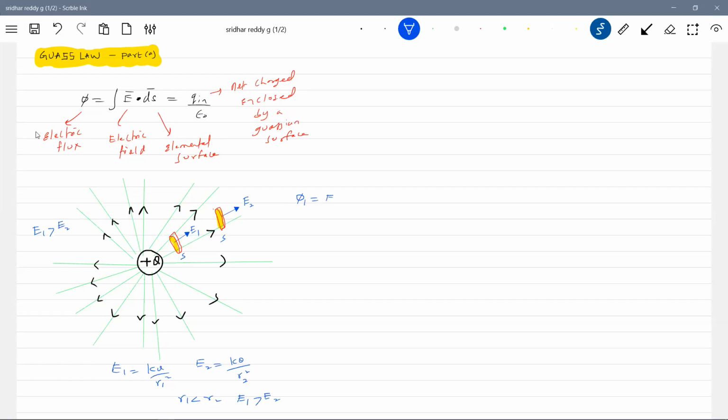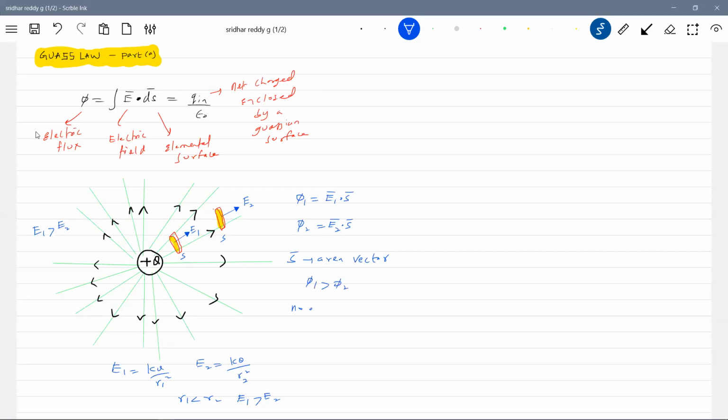Flux at 1 equal to E1 bar dot S bar. Flux at 2 equal to, the same surface, no? E2 bar dot S bar. S is the area vector. S bar is an area vector. Now, what we can say definitely from this is that flux at 1 is more than at 2.